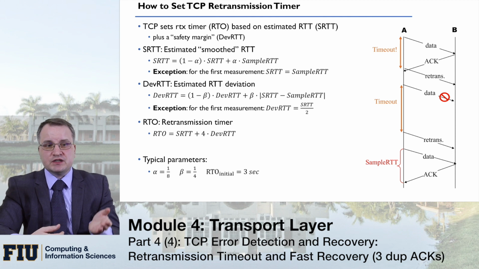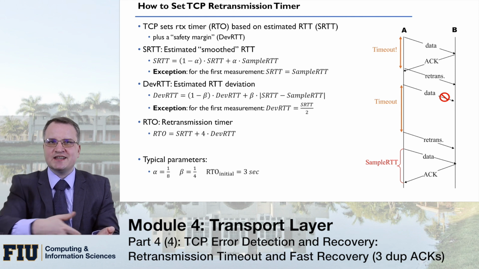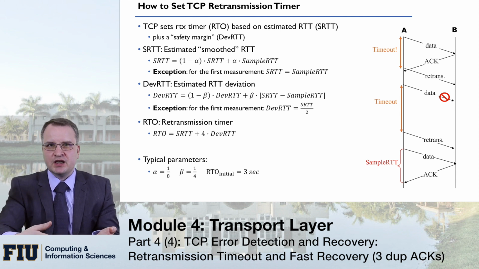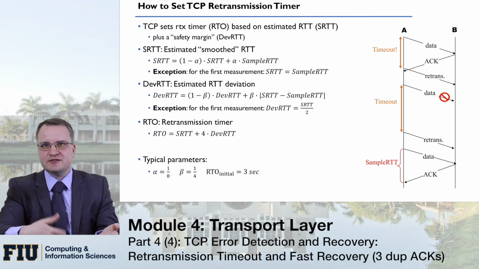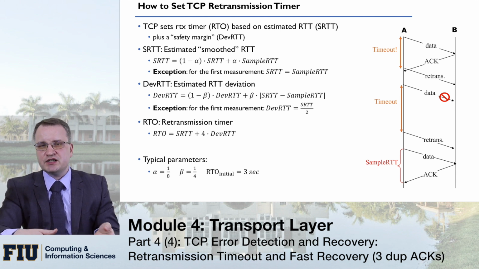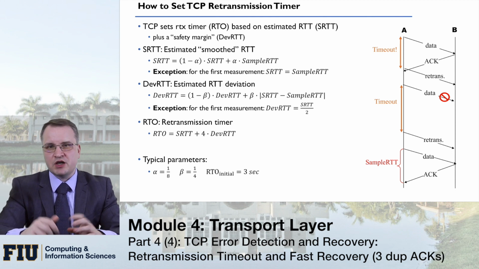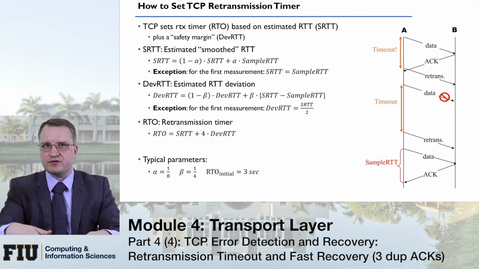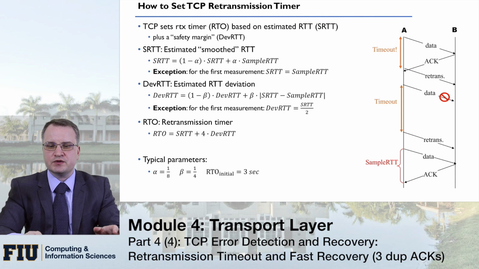What it means is that whatever value you had is weighted against the value you're receiving. And eventually, if you're receiving the same value over and over again, the SRTT will approach that value. It may or may not reach it, but it will approach it. It's just a simple way of doing per-sample estimation of some kind of average value.